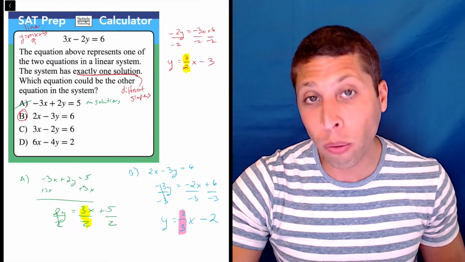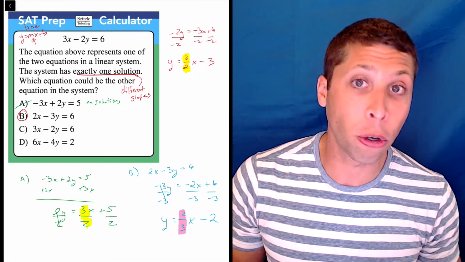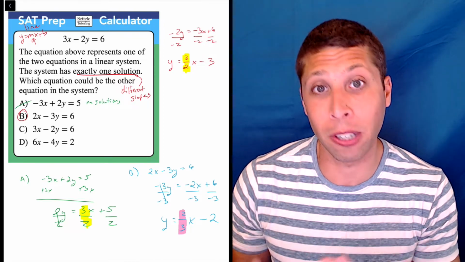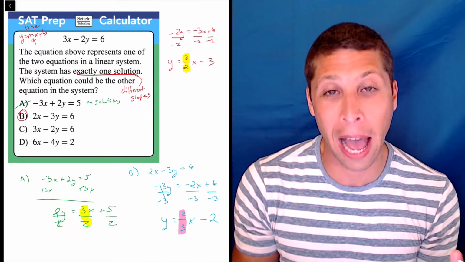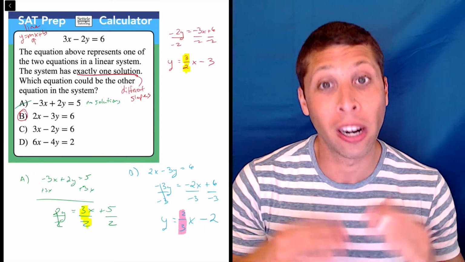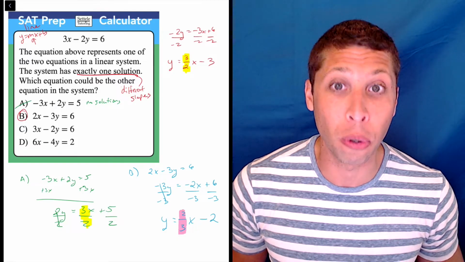So that's it. I don't need to check C and D here. If you were nervous, you could, because that would allow you to double check. There is a chance maybe you divided wrong, you lost a negative, something happened, but here I'm confident in my answer. B is what I would pick, and I would just move on.